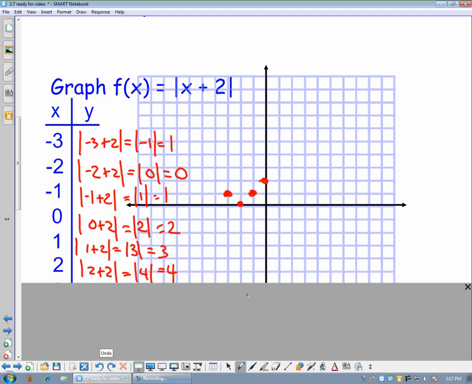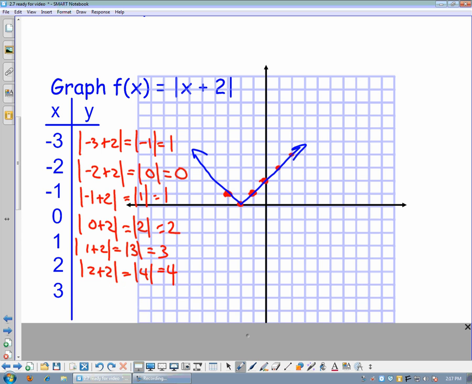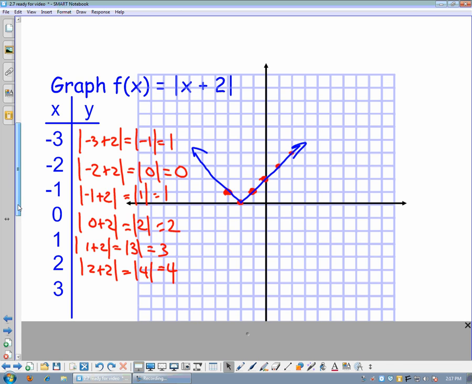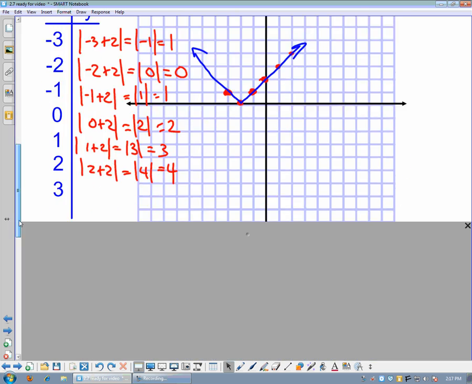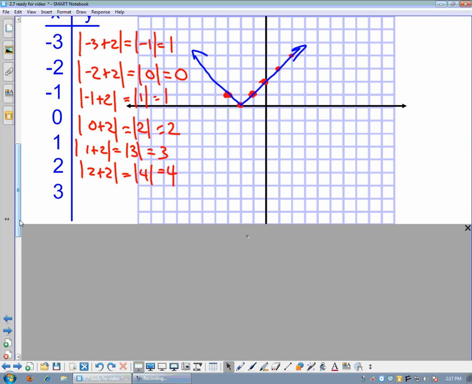So that means I can plot (1, 3) and (2, 4). Notice we are getting a graph that is shaped like a V. Obviously, it's going to keep going up and up in this direction also. All right, so you get the idea that it's been shifted from our original graph, which had a vertex at (0, 0). Here was our original graph, looking something like this. But now our new graph has been shifted over 2 units to the left is the shift.